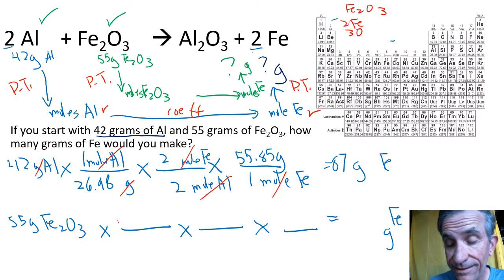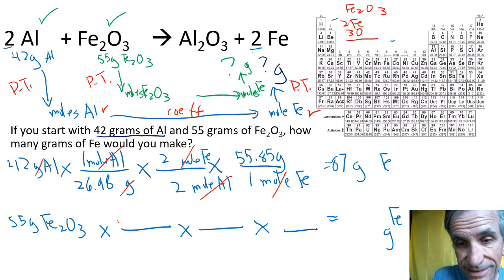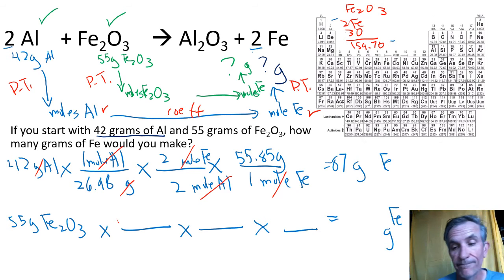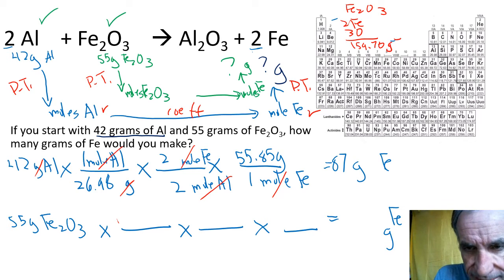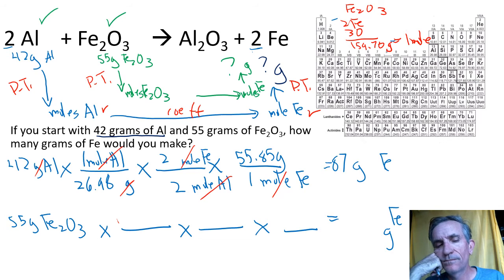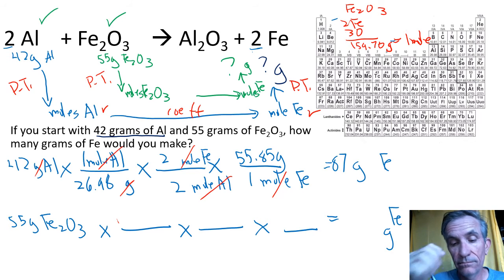When you add it together, I hope you got 159.70. That's what I came up with. 159.70 grams equals a mole. Always write that. Now you'll know what to do with it.